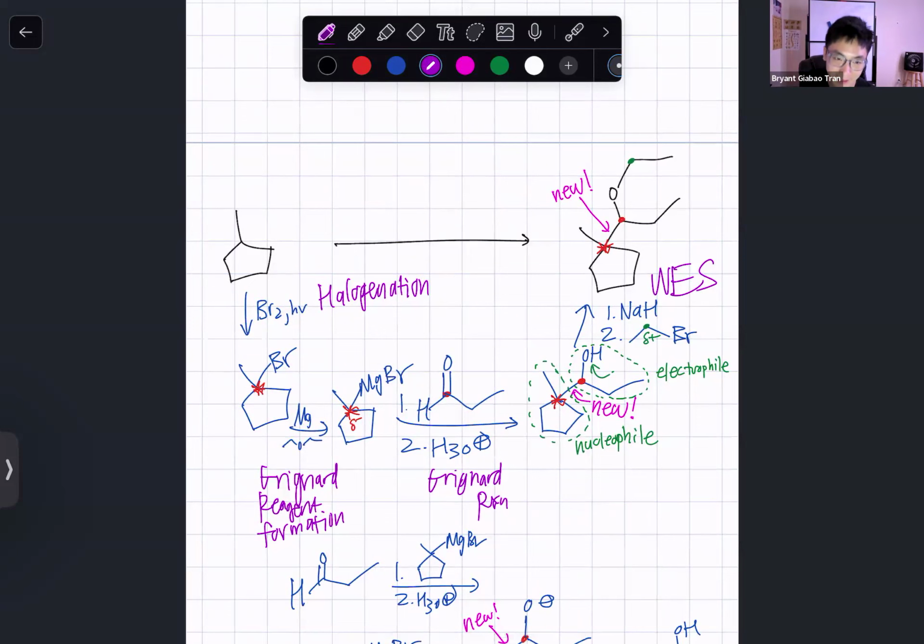So that's what synthesis problems would look like moving forward, right? Multiple reactions like that. It could be 3, 4 steps, 5 steps, 6 steps.